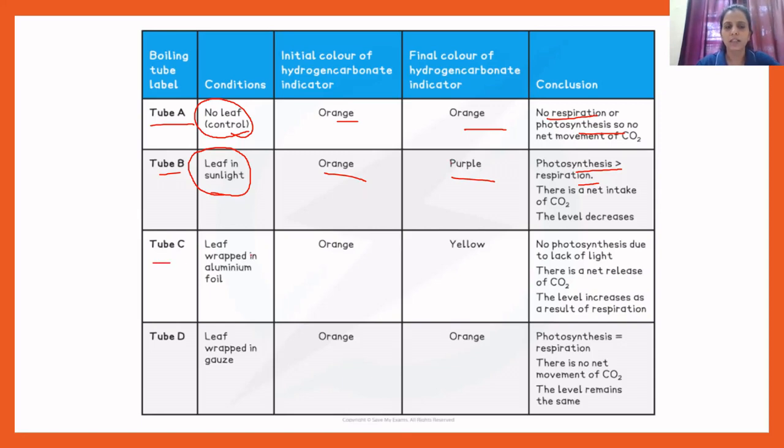In test tube C, leaf was wrapped in aluminium foil. Actually, the test tube was completely wrapped in aluminium foil. So no light was given to this test tube or this leaf. Okay, so initial color was orange and final color was yellow.